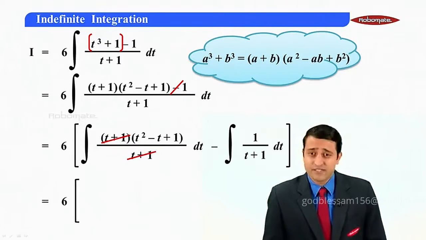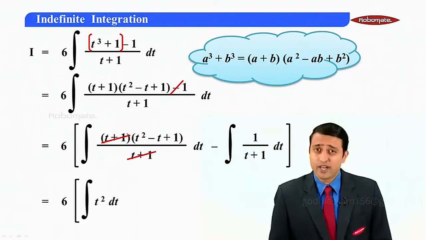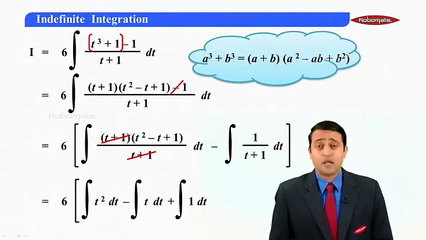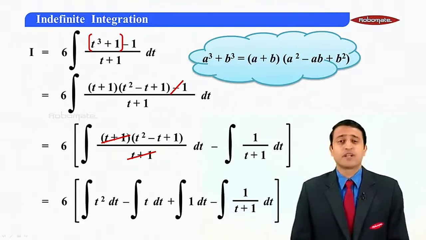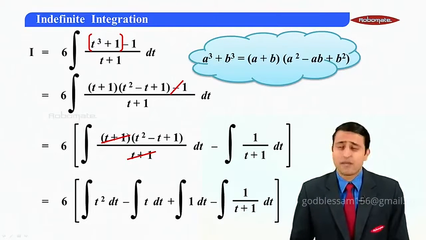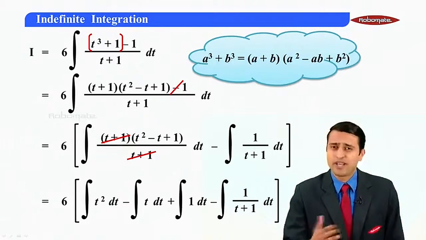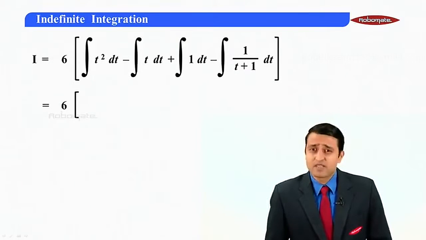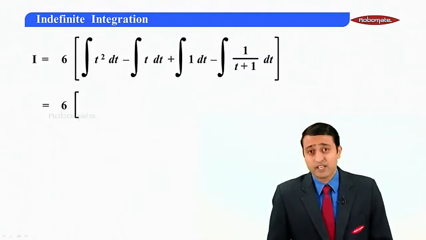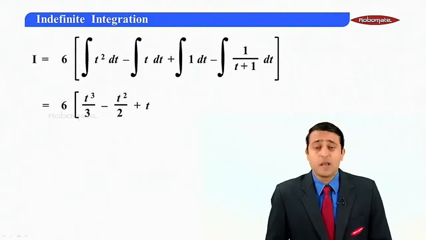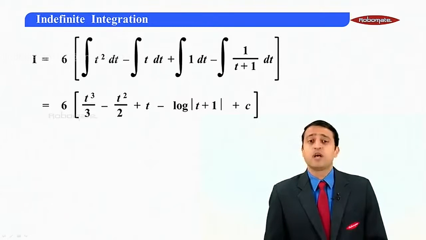Very nice. So we have 6 times integral of t square dt minus integral of t dt plus integral of 1 dt minus integral of 1 upon t plus 1 dt. Is that okay? The first three integrals are of the form x raised to n, the last one is 1 upon x. So let us integrate, very easy for us. So it will give me 6 times integral of t square, that will give me t cube by 3, minus t square by 2, plus t, minus log mod of t plus 1, plus c.